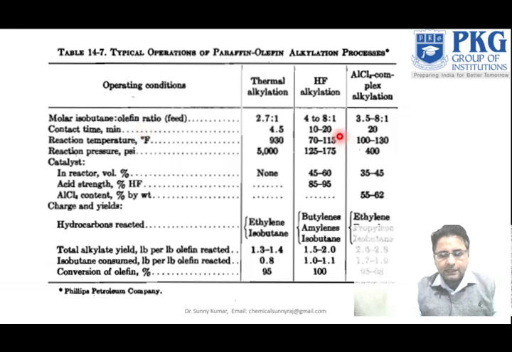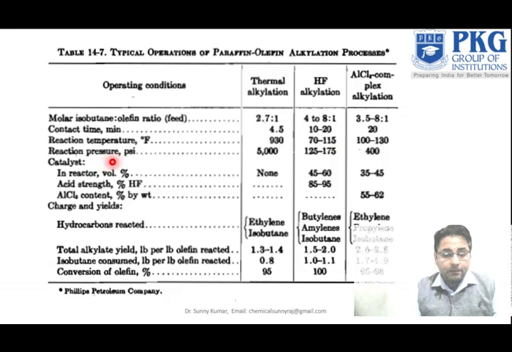So in the HF alkylation it is required 4 to 8:1, and the contact time is 10 to 20 minutes. And for this thermal alkylation it is very less, which is 4 to 4.5 minutes. But the reaction temperature is 930. The reaction temperature is very high, but in the case of HF alkylation it is required very less, which is 70 to 115 degrees C.